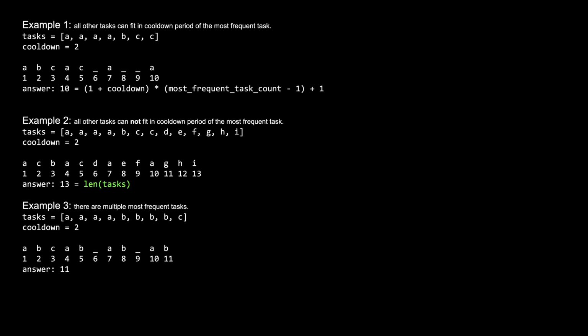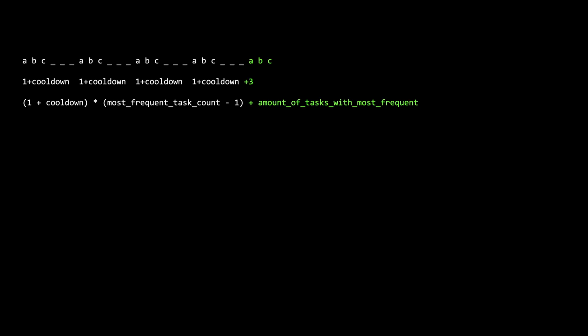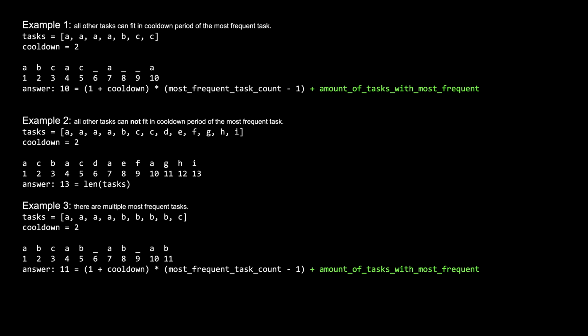For the second case, where all the other tasks cannot fit in the cooldown period, then the answer is just going to be the number of tasks to complete because there's no wasted time on the cooldown period because every second is going to be used processing exactly one task. For the third case, this is similar to the answer for the first case, but instead of just plus 1, it is going to be plus however many letters have the most frequent task count. So in this example of 3, that would be 2, because A and B are the 2 letters with the most frequent count of 4. We can actually generalize the first case to use this same formula, because in the first case, the amount of tasks with the most frequent count is always just going to be 1.